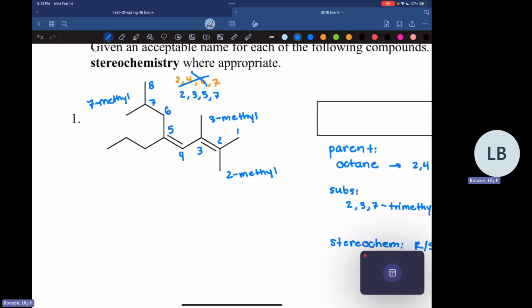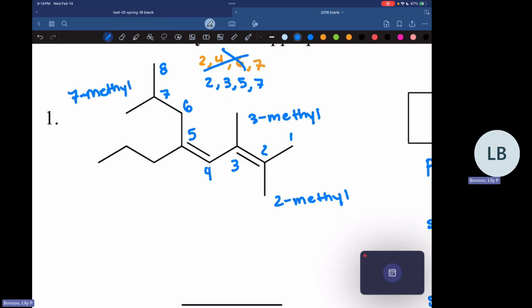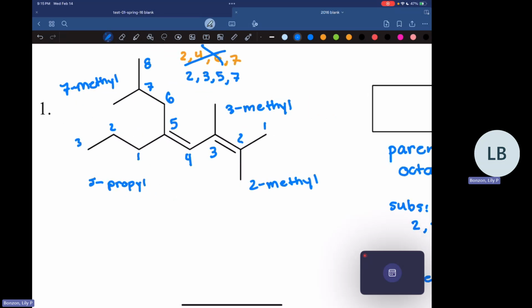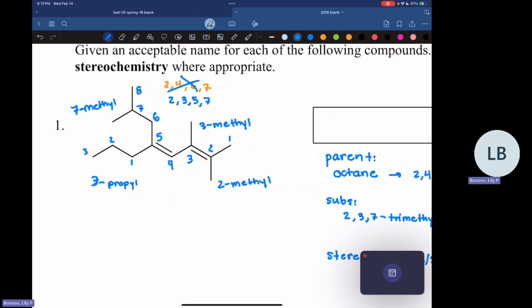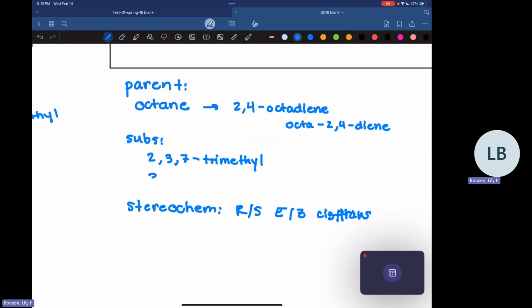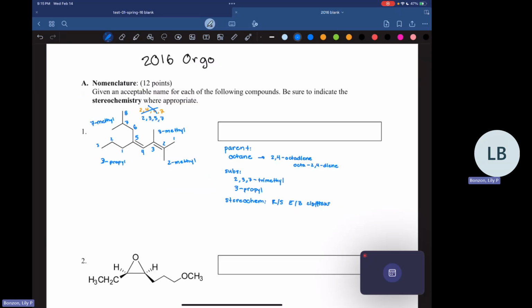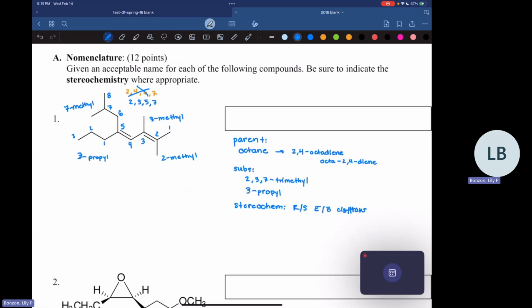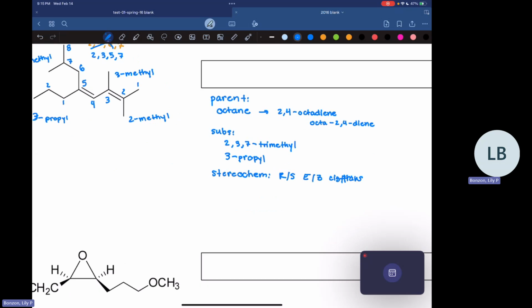And then for our last substituent, we have a 5-propyl. Propyl is going to be the 3-carbon chain. So we got that 3-carbon chain there. That's going to be our 3 purple. That looks like a 5. And that is going to be all of our substituents. So just double check. We got all of them. We're good to go. Last thing to worry about is going to be our stereochemistry.